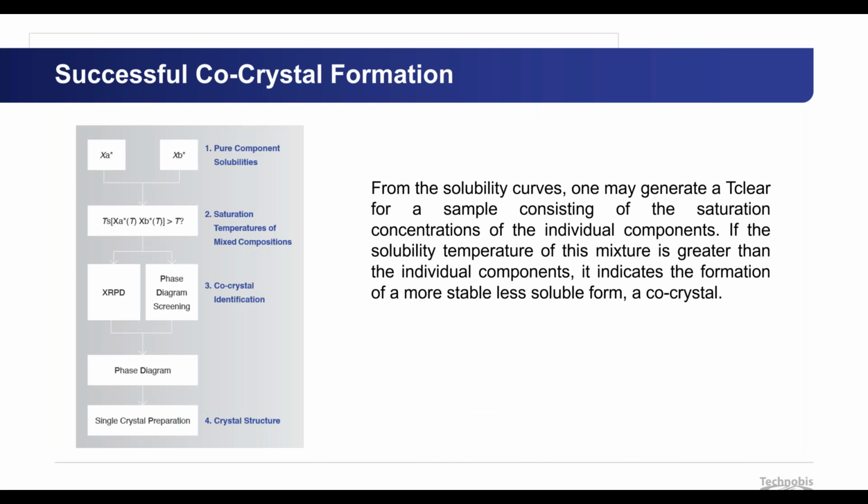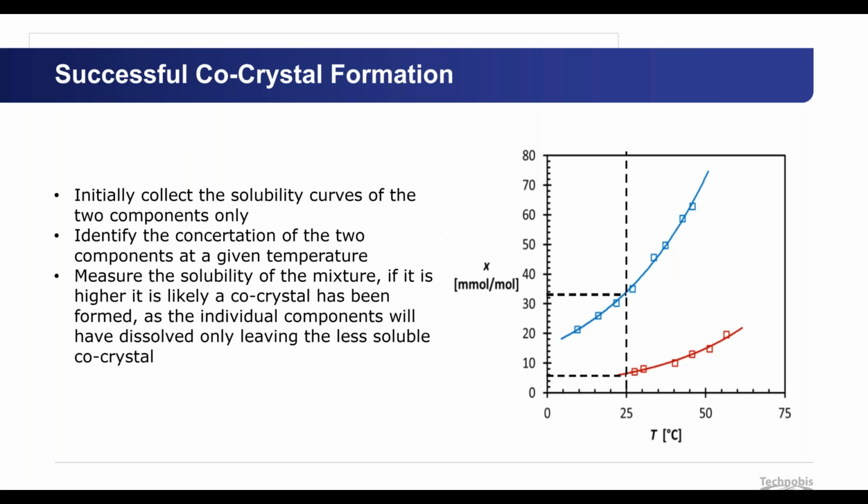And actually the method, going back a bit to the basics, is that from the solubility curves of the API and the conformer, you may generate a T-clear, how you see it here in this figure, for a sample consisting of the saturation concentration of the individual components. And if the solubility temperature of this mixture is greater than the individual components, then it indicates the formation of a more stable, soluble form, which could be a co-crystal.